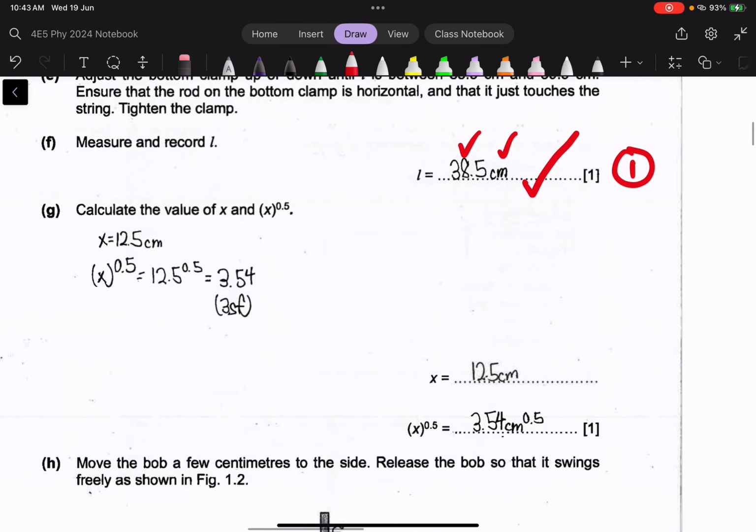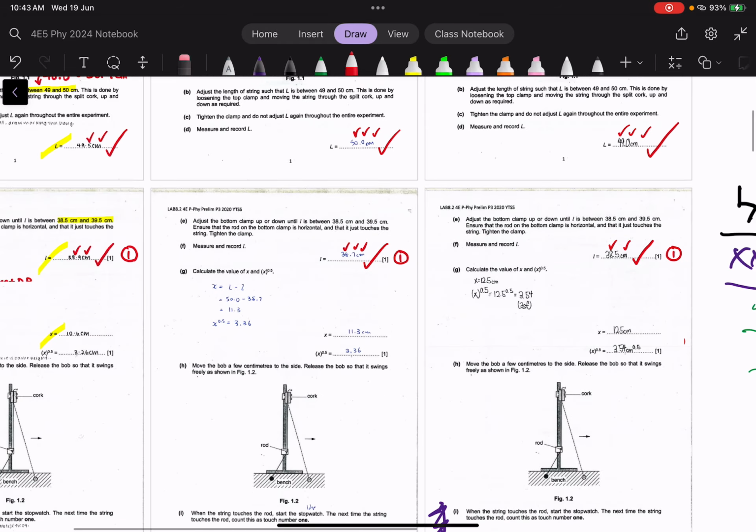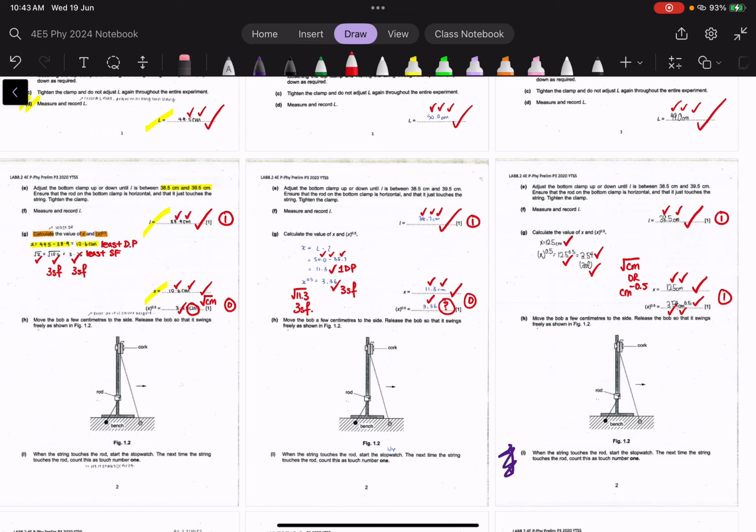Third student, no working, but I know he did the correct one. Okay, then square root this one, 3SF, very good. He wrote down this. Good. Either square root cm, or you can write cm to the power of minus 0.5. Very good. Right, so just look at this. You are seeing that this question is able to distinguish students who are more confident about their math, or who are more diligent in following through the rules, applying the rules to the unit as well.